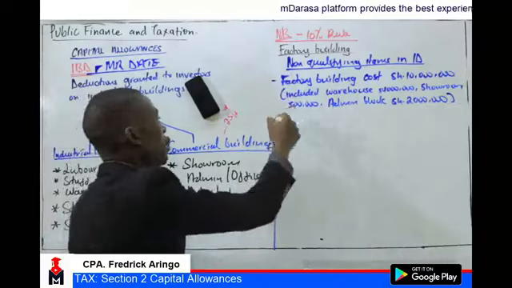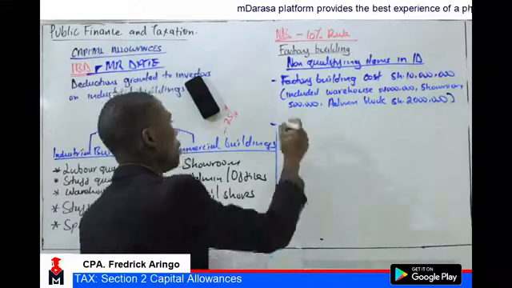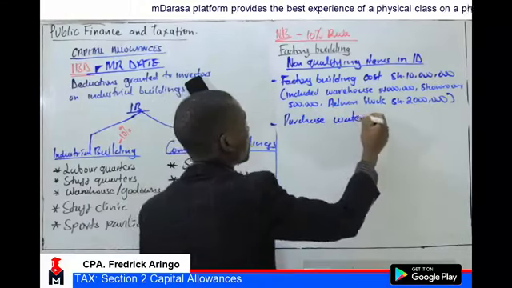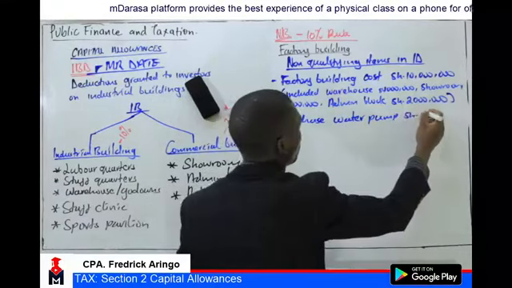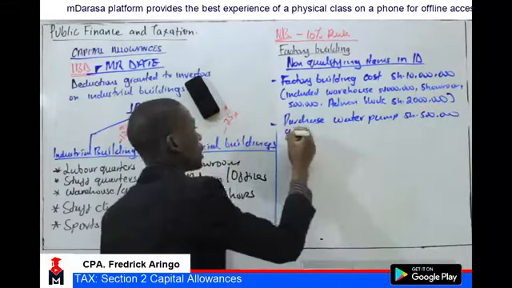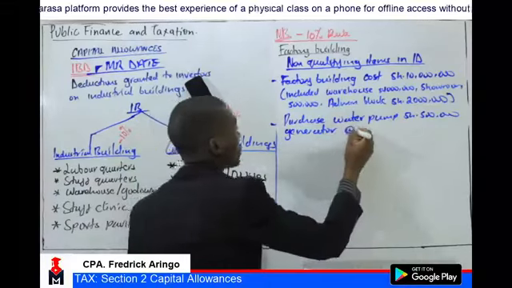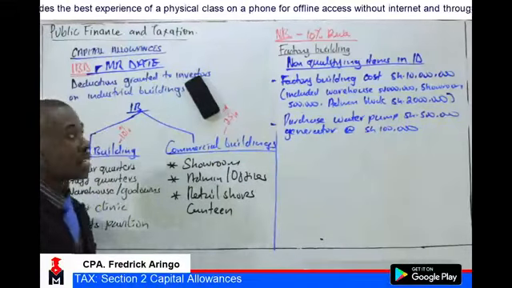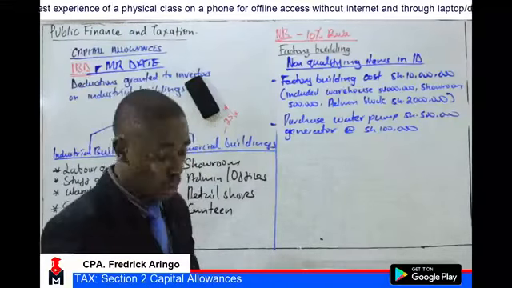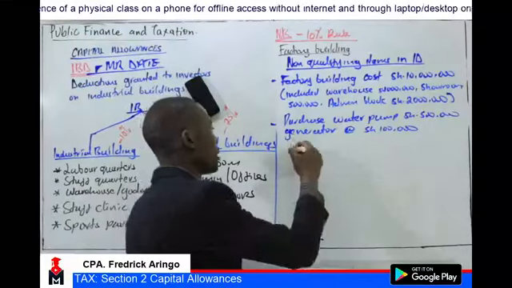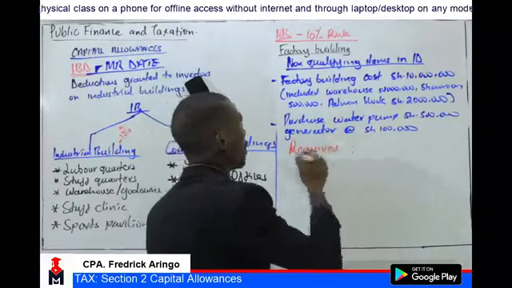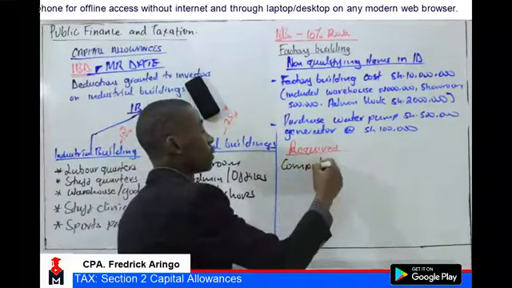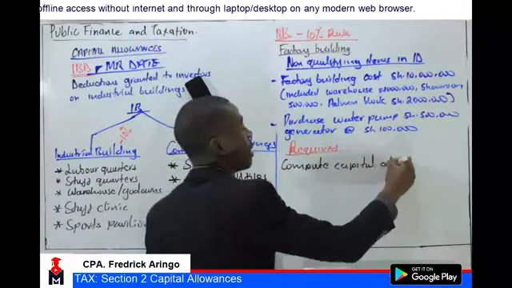Note number two, assuming you are told that during the period the company purchased, say, a water pump at 500,000 shillings, and maybe a generator at, say, 100,000 shillings. That is what you have. So the examiner here wants you to compute the capital allowances required. You are told to compute capital allowances.